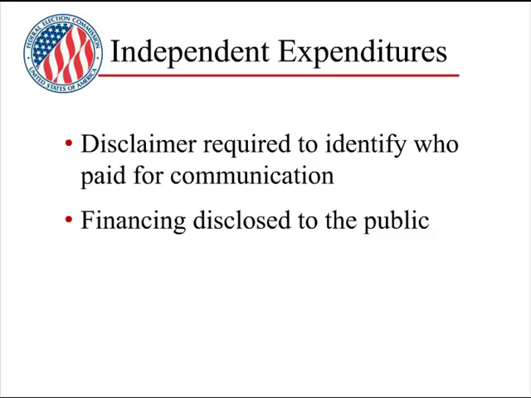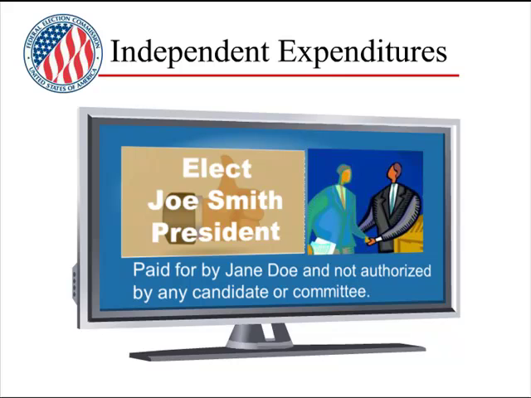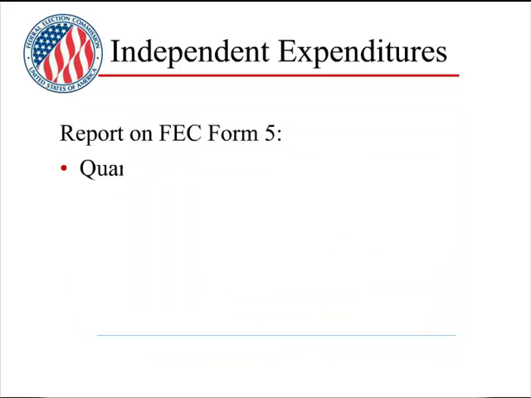Every independent expenditure must include a disclaimer that identifies who paid for it, and that person must report their activity to the FEC. As illustrated in this example, the disclaimer must not only identify who paid for the message, but also make clear that the ad was not authorized by the campaign.